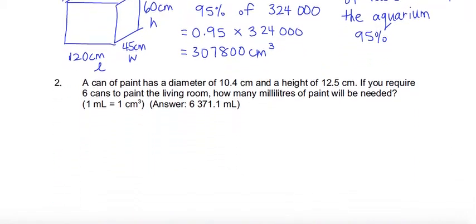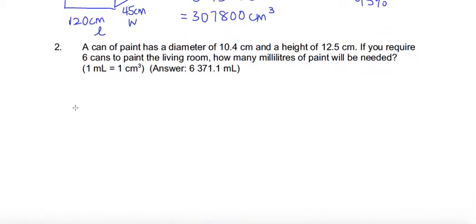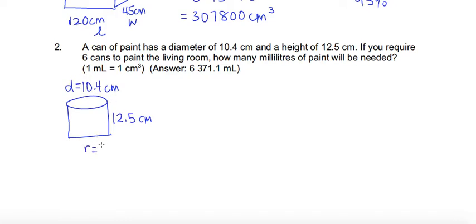The next question involves a can of paint. So a can of paint is a cylinder. It has a diameter of 10.4 centimeters and a height of 12.5 centimeters. So because my diameter is 10.4, the radius is half of that, so the radius is 5.2 centimeters. So the next part of the question says, if you require 6 cans to paint the living room, how many milliliters of paint will be needed?